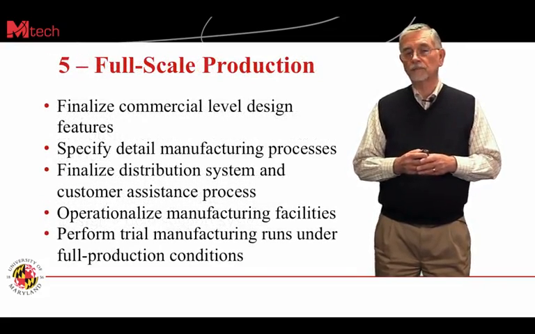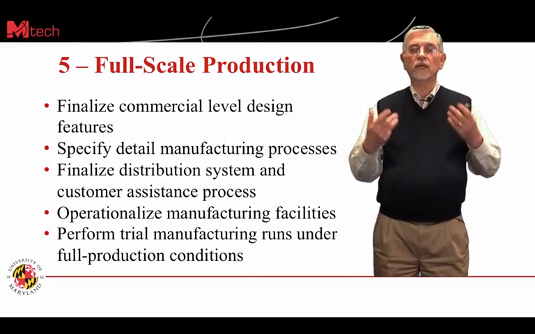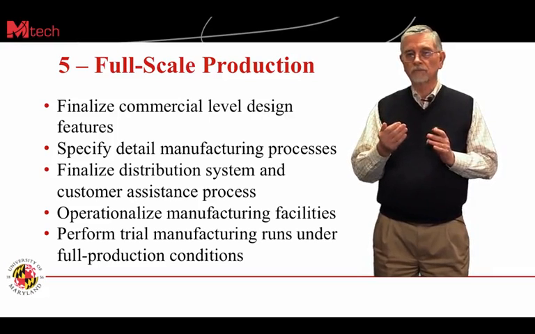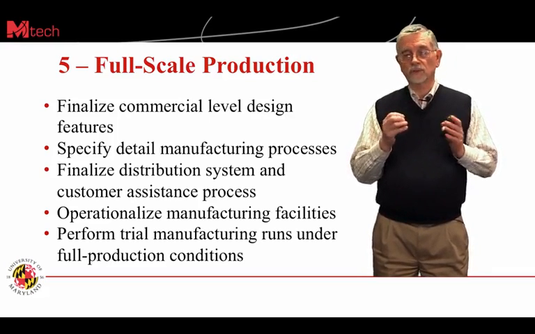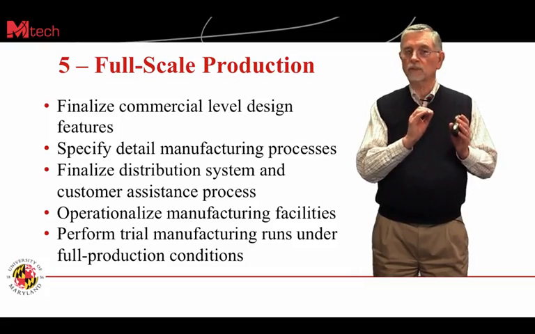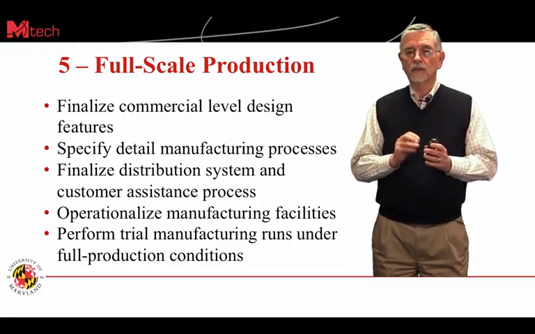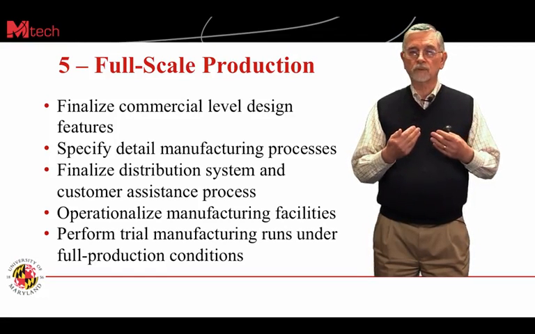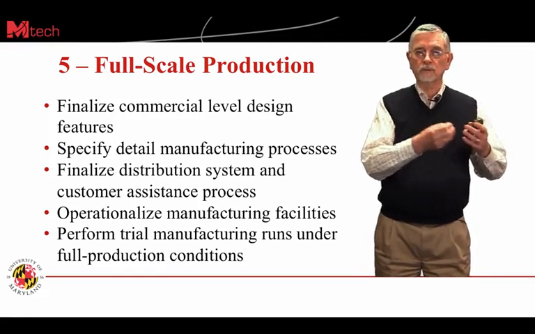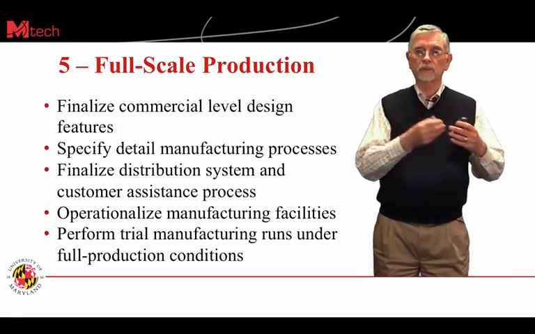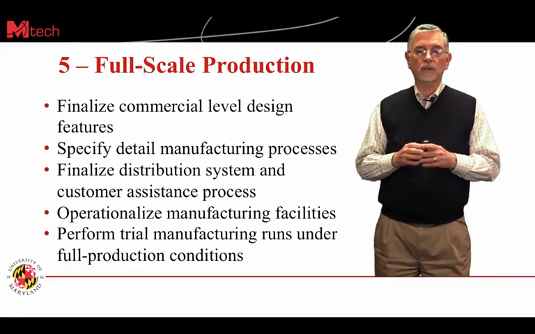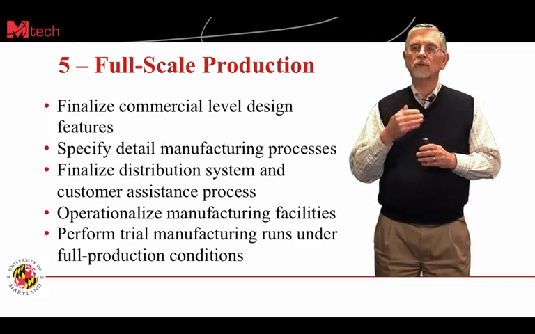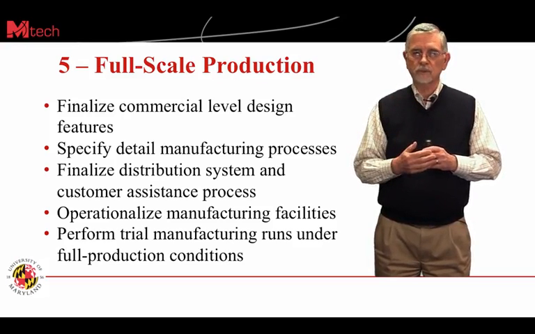So in the fifth stage, this is where the actual full-scale production happens. It's not exclusively production. As you can see, there is a commercial level design feature that ultimately gets established and fixed in the production stage. You specify a detailed manufacturing process, how it's going to actually be produced, how it's going to move from materials to parts to assembly to final product and packaging and all that. And then you finalize some kind of distribution system about how you can get it out into the marketplace, get it into your customers' hands.